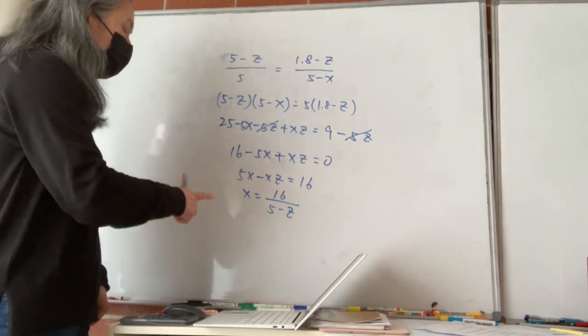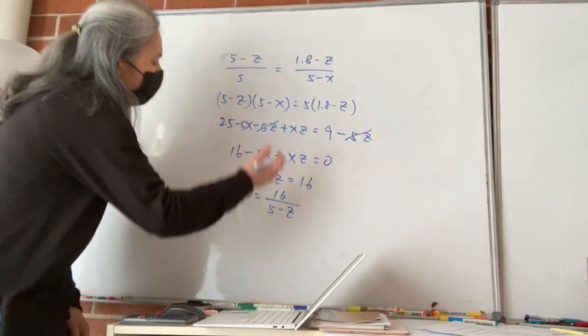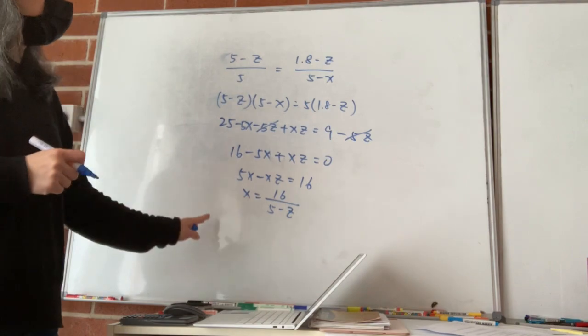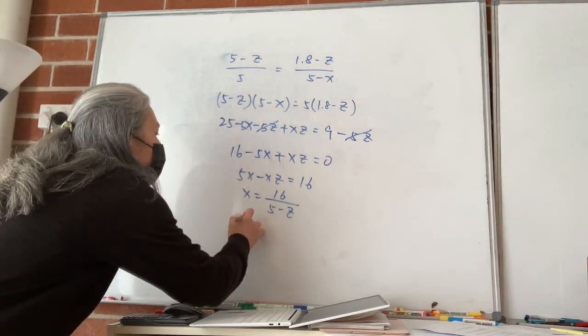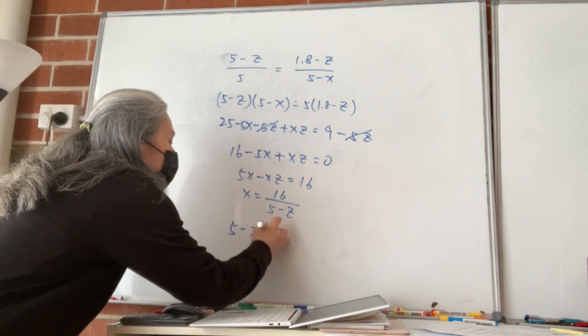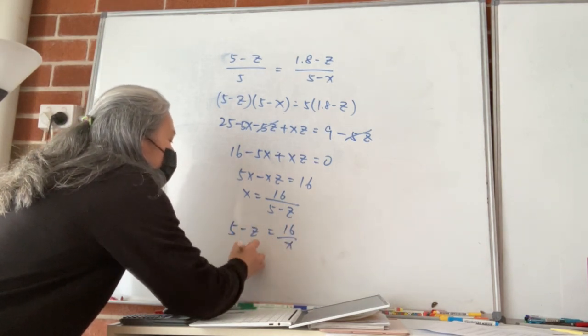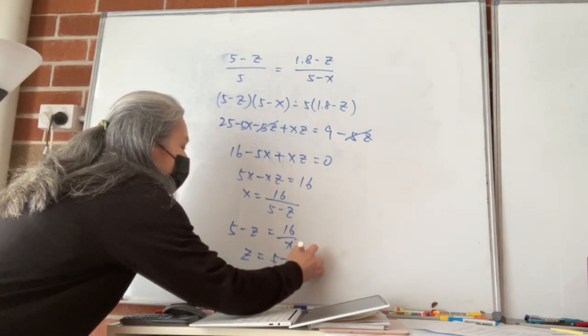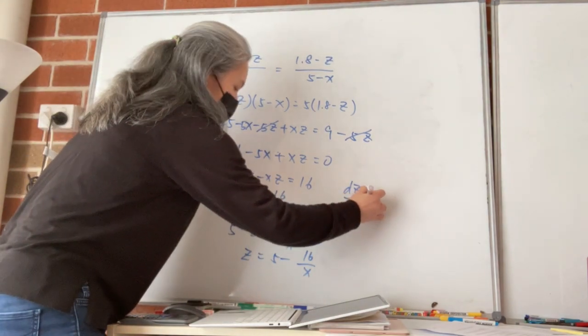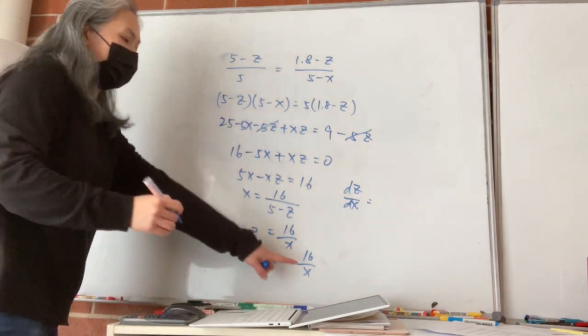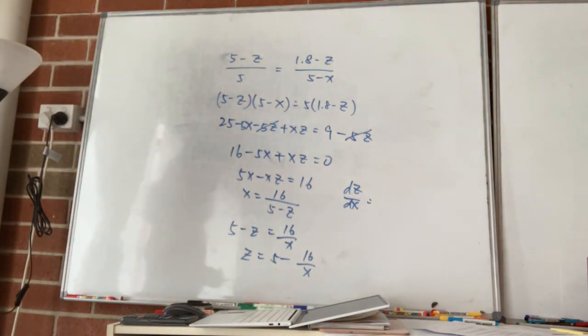Or I can even do this. Yeah, that is good enough. Or else you can switch it around. If you want to switch it around, 5 minus z equal to 16 on x, right? So z is equal to 5 minus 16 on x. So that means you can do dz dx, equal to, bring it up. And that would be so easy to differentiate.